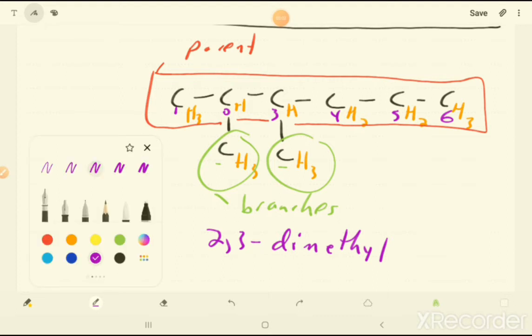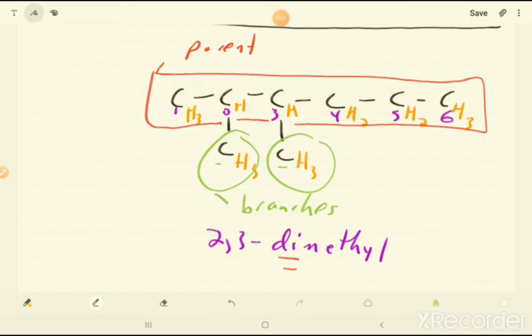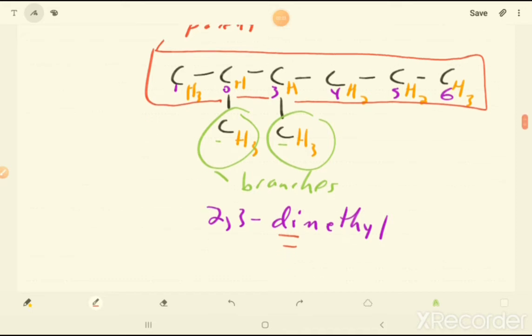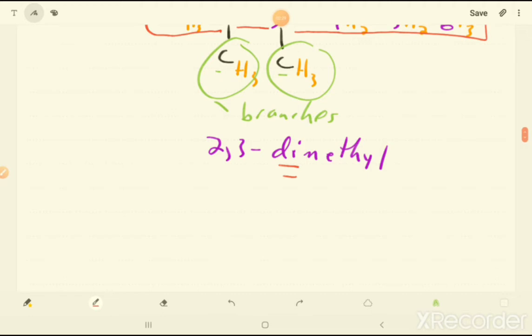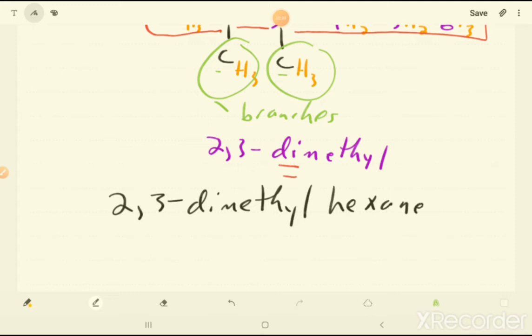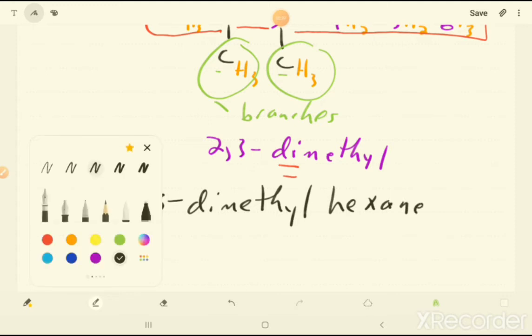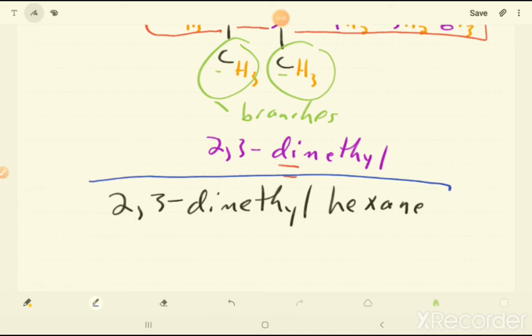Okay, so 2,3-dimethyl. We've numbered where the branches occur. We put the Latin prefix because the methyl shows up more than once. And then we add yl for the branches. And now we're going to name the parent. If there are 6 carbons in the parent chain, then the full name, and we'll do this in black over here, is going to be 2,3-dimethylhexane. So 2,3-dimethylhexane.